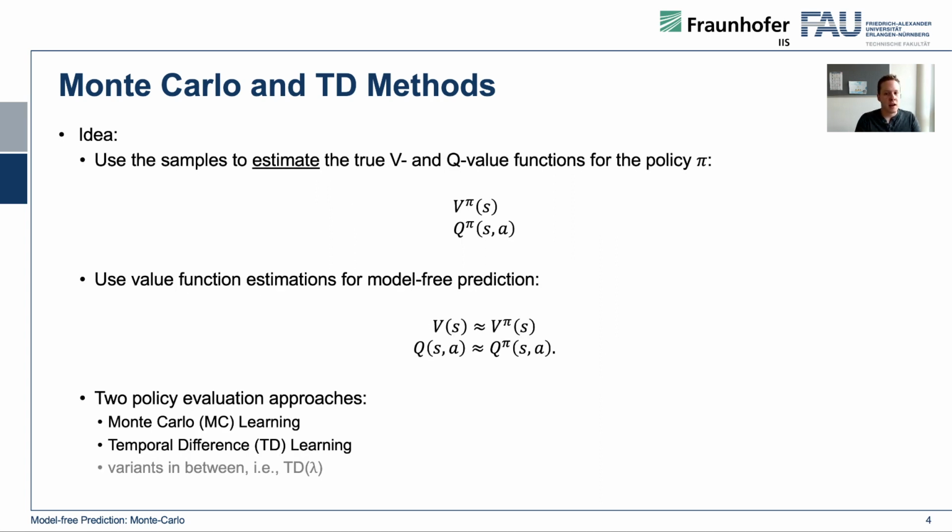The general idea now is that we sample the environment in order to estimate the true state value function or state action value function for a given policy pi. So we want to estimate V pi of S or Q pi of S, A, and these are an approximation of the true value functions. In this video we will cover Monte Carlo learning, and in the next video we will cover temporal difference learning.